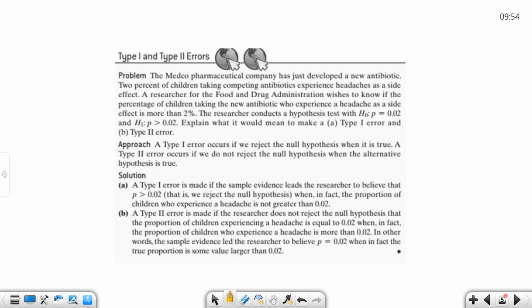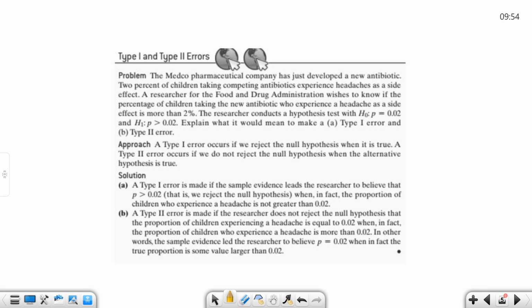So this is the same one as A, the Medco Pharmaceutical Company and the children's antibiotics and the headaches, okay? And it wants us to talk about type 1 and type 2 errors. So it says explain what it would mean to make a type 1 error and a type 2 error. A type 1 error occurs if we reject the null when it's actually true. So here, a type 1 error is made if the sample evidence says the researcher believes that the proportion is greater than 0.02. That was our H1, right?